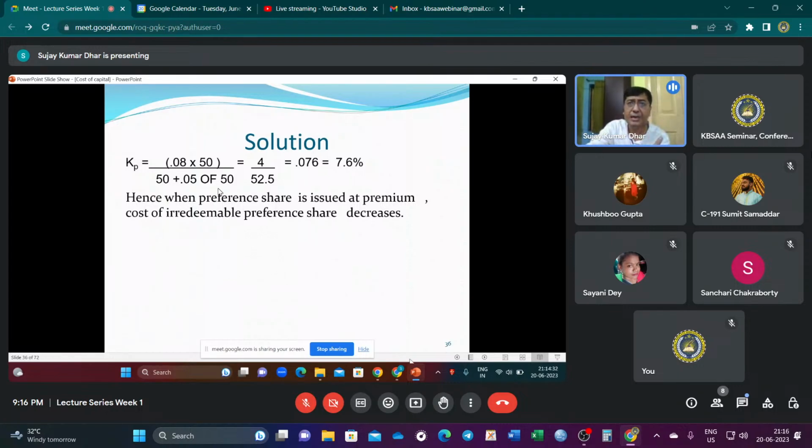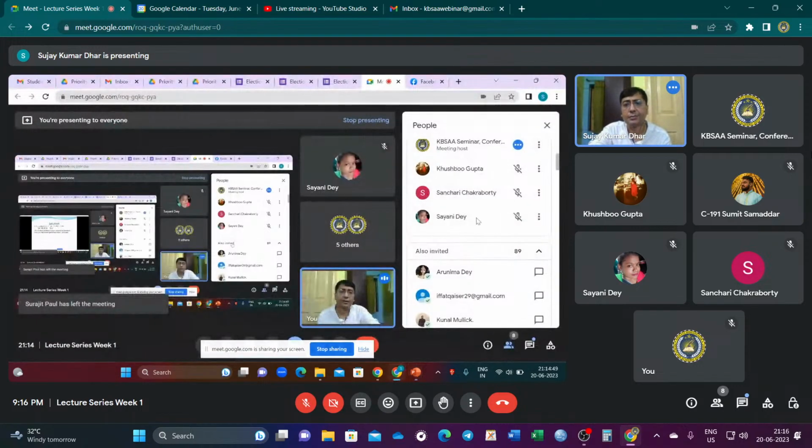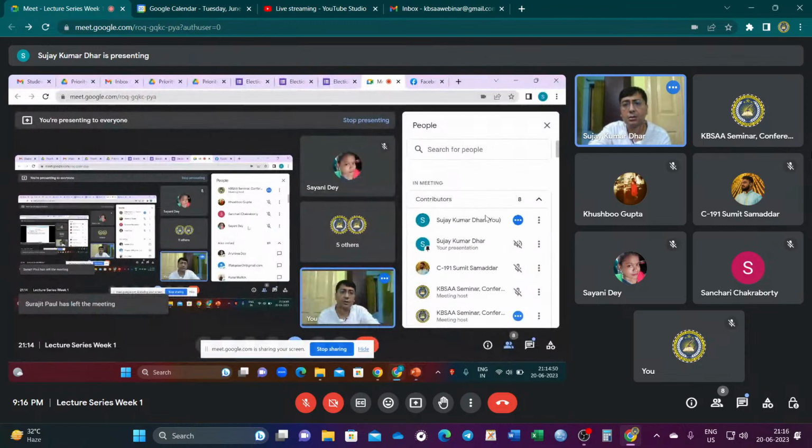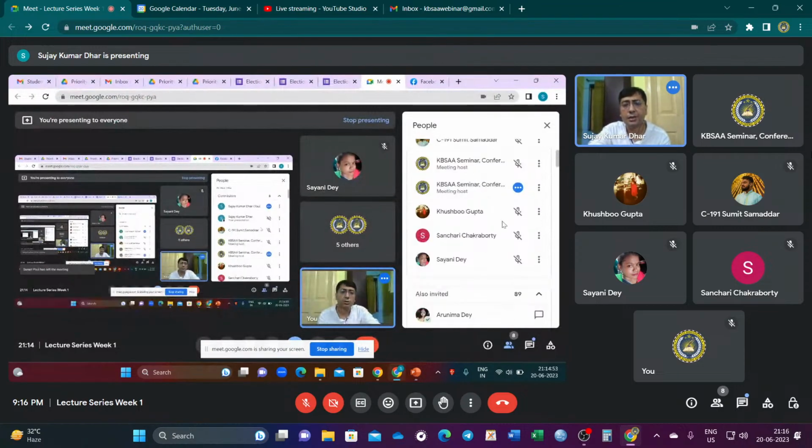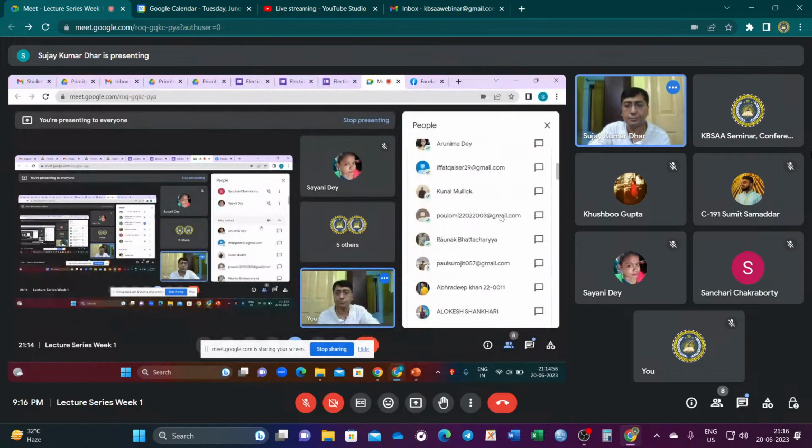Logic is simple. It is issued at premium. Investors are paying more. The company is receiving more. If the company is receiving more, paying less, cost of capital decreases. Tell me, is it clear? Any doubt so far? Shumit, Khushbu, Sanchari, Sharni, any doubt? Is it okay? Can I proceed?